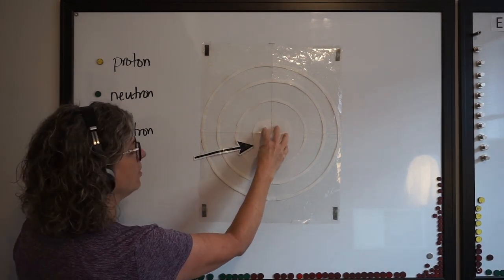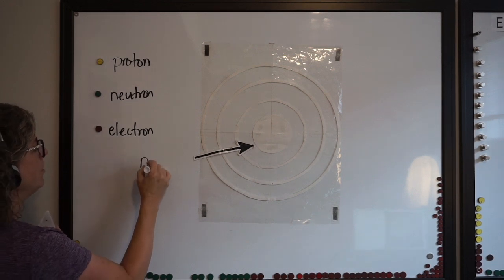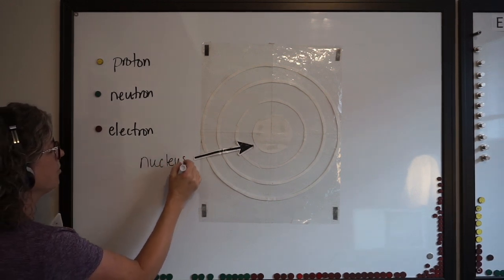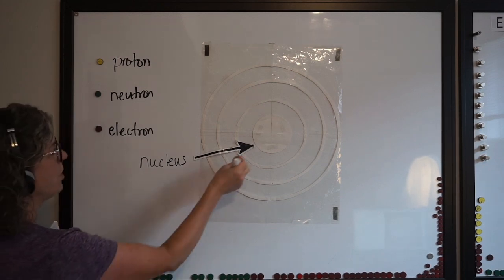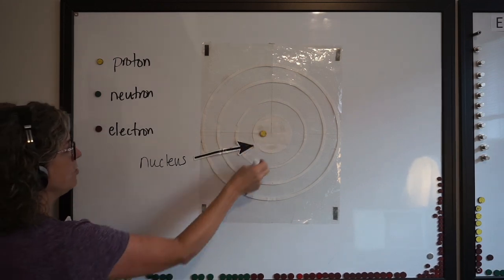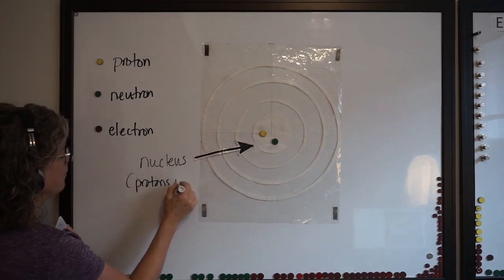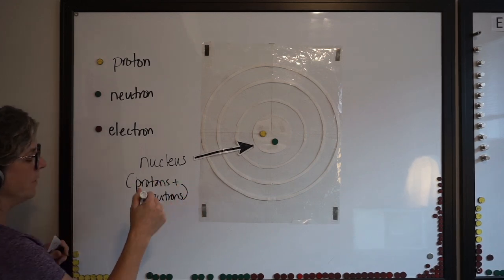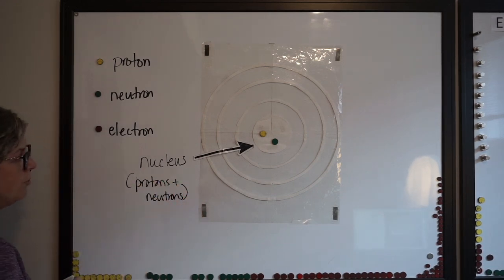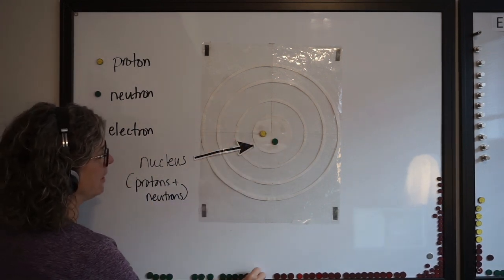So the center is where we're going to find our protons and neutrons. We call this a nucleus. So the nucleus is where we're going to find our protons and our neutrons. Okay, so that's protons and neutrons. Orbiting around this densely packed nucleus are our electrons.